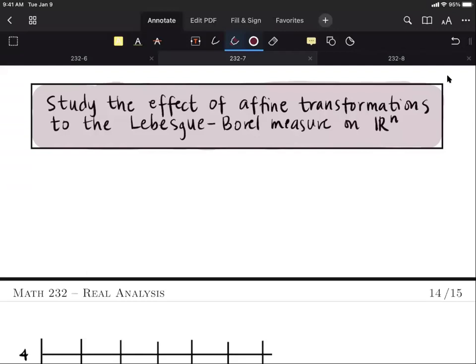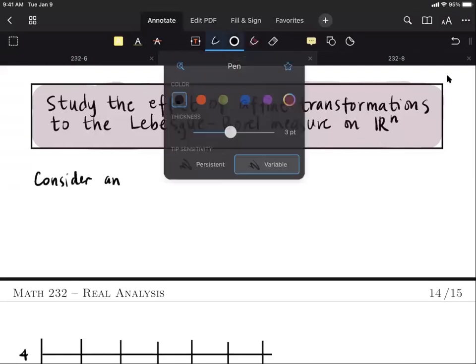So for the last part of this lecture, we will study the effect of affine transformations on the Lebesgue-Borel measure on Rn. And to be precise, what do we mean by this? So let us consider an affine transformation.